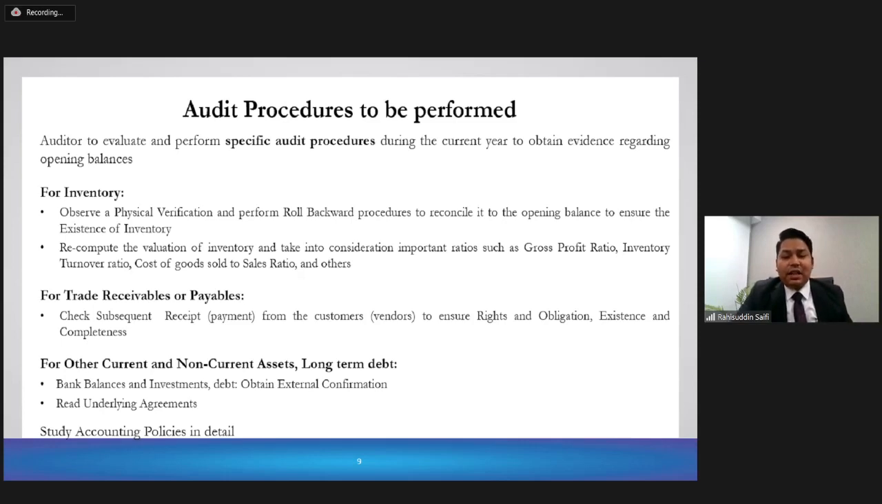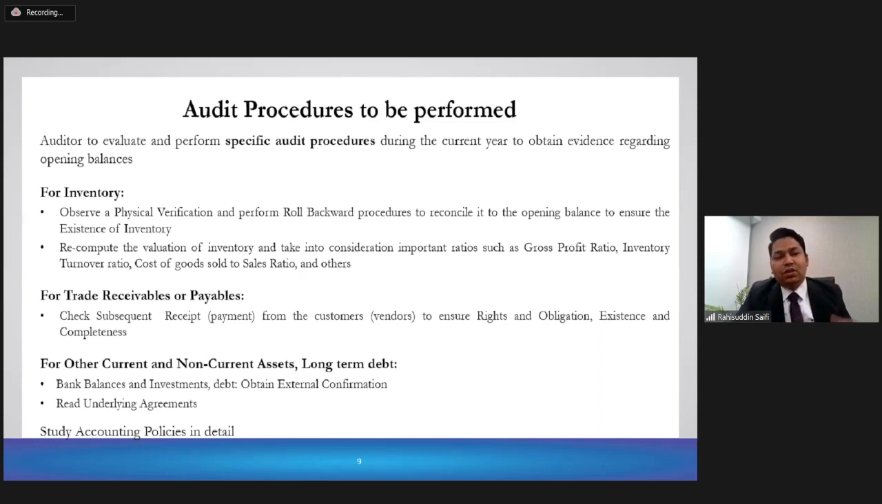And similarly, for other current and non-current assets and the long-term debt or other liabilities lying in the closing balance of the previous year, which became the opening balance, we need to take confirmation from a third party, the external confirmation. And obviously, we need to read the underlying documents also, because if the agreement or the loan was recorded in the previous year and is coming as an opening balance, we are appointed as a first-time auditor. We are not challenging the previous auditor, but yes, we have to comply with the SA 510 guidance given to us, because we have to play our role also. It's our responsibility to comply with SA 510.